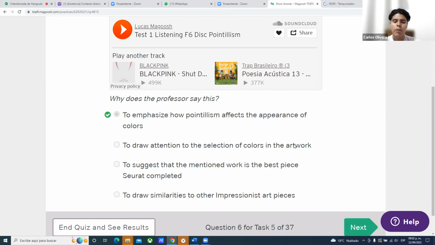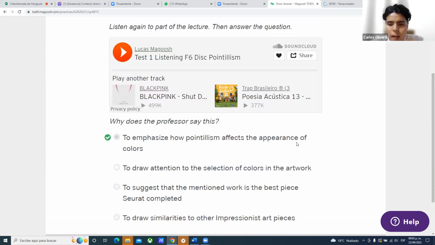And the third one, to suggest that the mentioned work is the best piece Seurat completed, again, is not what the professor says. He's not talking about which one is his favorite or which one is considered the most beautiful and fantastic piece of art that he created. And the fourth one, to draw similarities to other Impressionist artists' pieces, is not correct. It simply doesn't mention that.